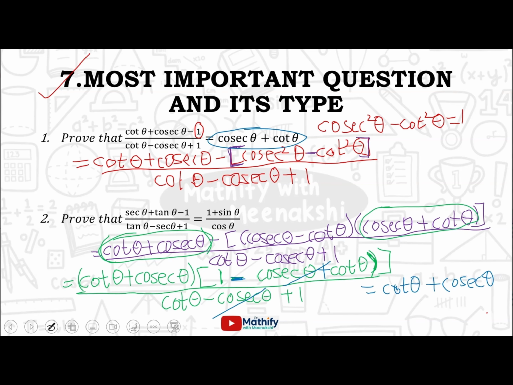Now I'm giving you a hint for question number 2. That's your homework because it's exactly the same as question number 1. But in this case, you have to replace this 1 with secant square minus tan square theta. And then again you will write sec theta plus tan theta into sec theta minus tan theta, and then you will take common and you will get your answer. Let's move to next question.